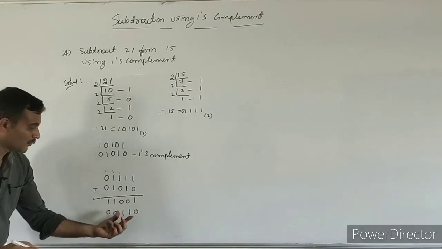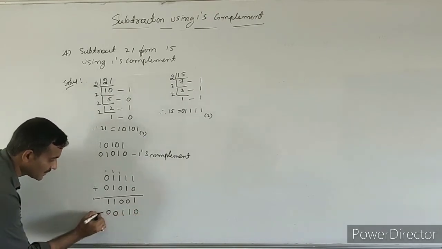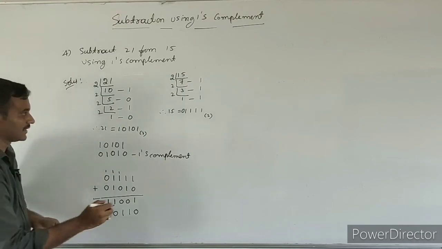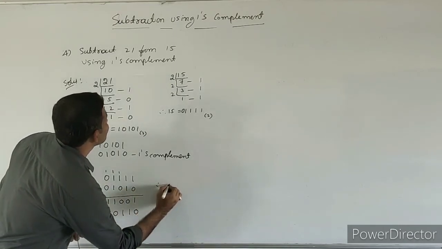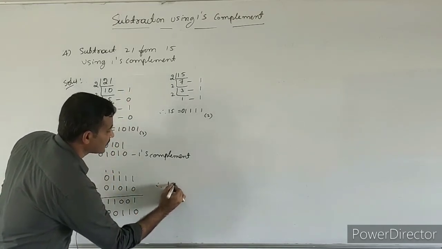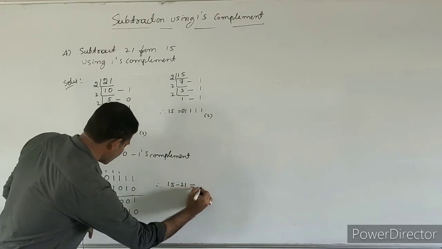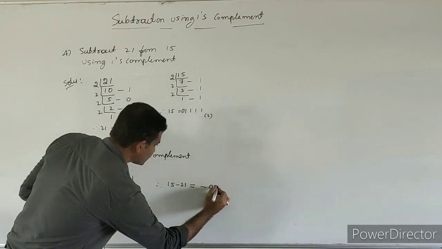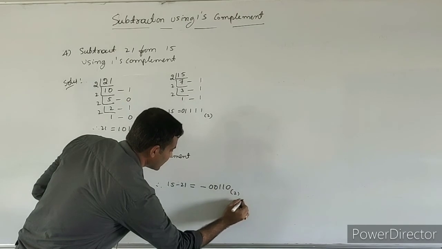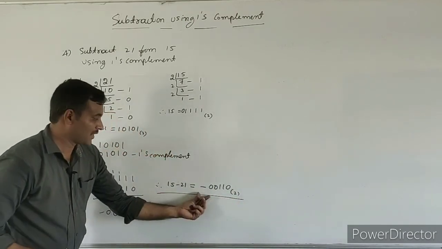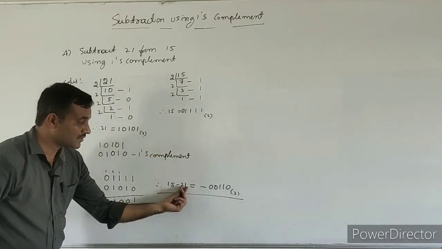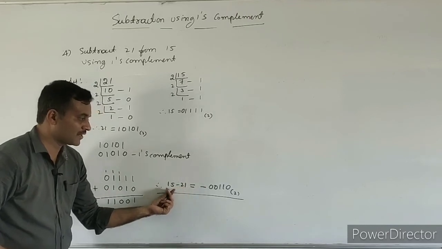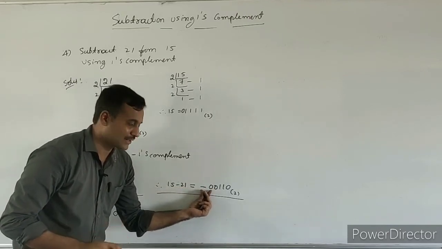Then also put a negative sign in front of the more significant bit. That is, 15 minus 21 is equal to minus 0 0 1 1 0 in binary. It is a negative number because we subtract a larger number from a smaller number. So the answer must be negative.